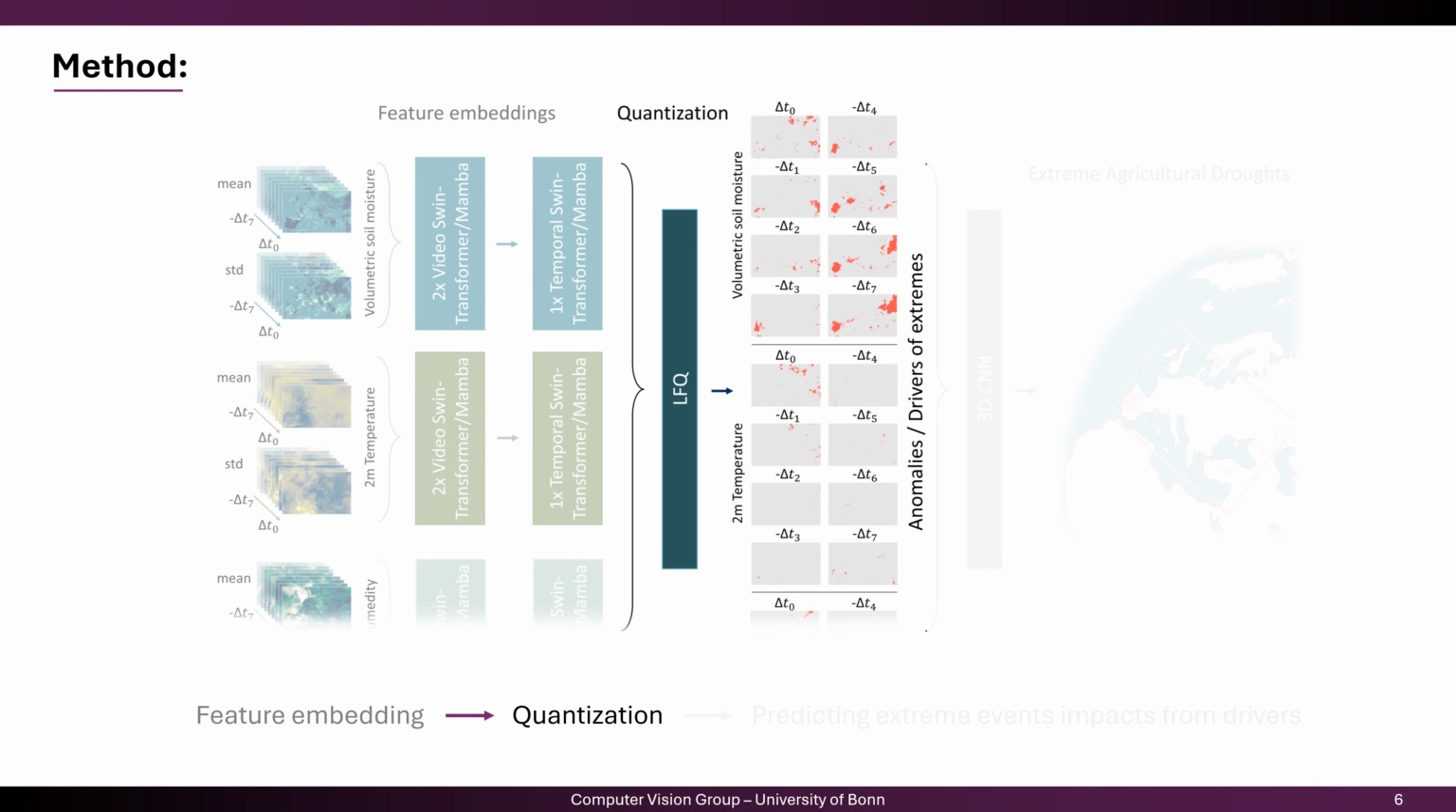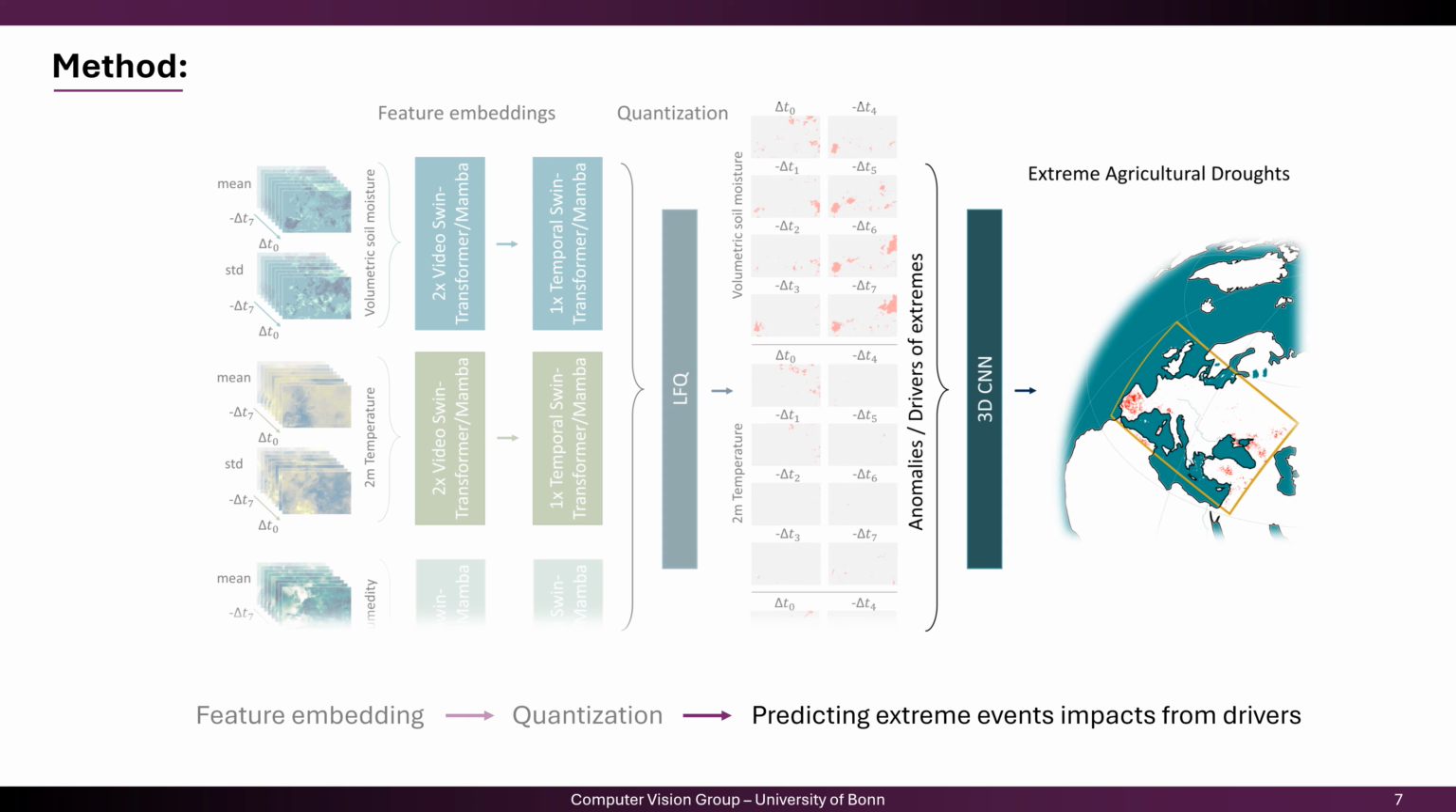In the next step, we use a quantization layer that takes the extracted features as input and predicts binary mask for each input variable at each time and location as drivers of extremes. In the last step, we take these identified drivers as input and predict the impacts of extreme events.